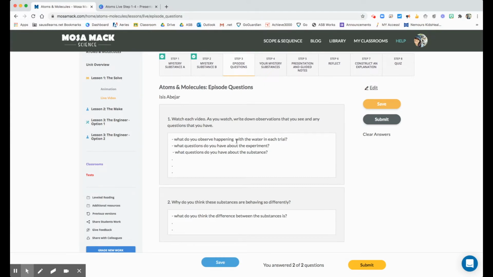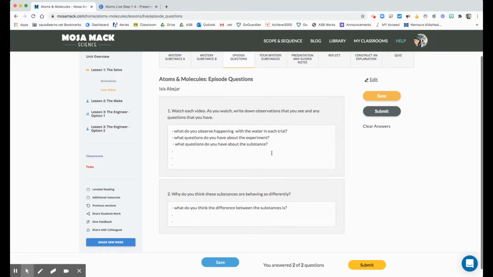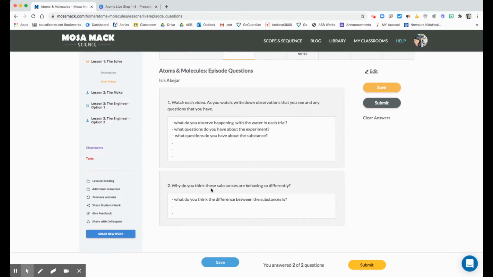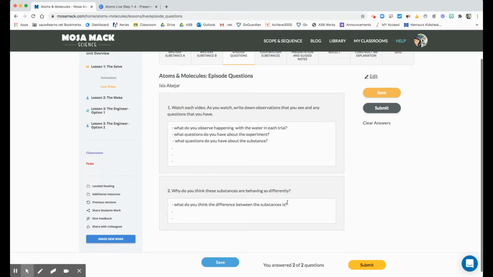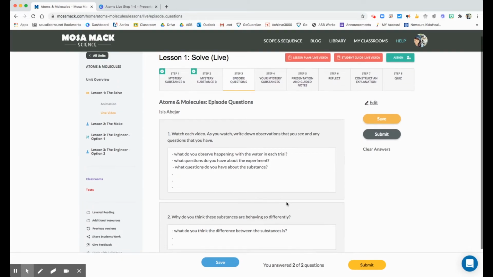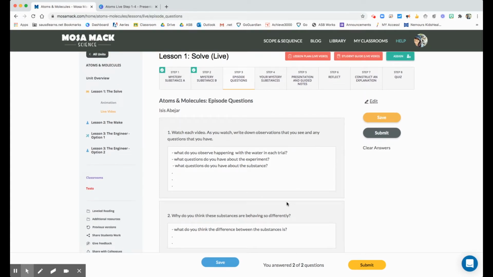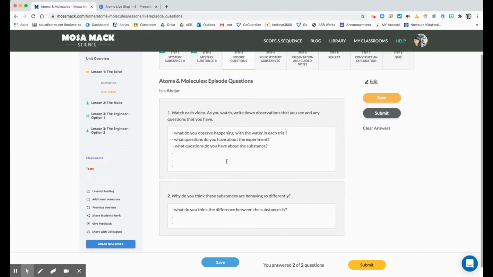What do you observe happening with the water in each trial? What questions do you have about the experiment? And what questions do you have about the substance? And your second question is, why do you think these substances are behaving so differently? So in other words, what do you think the difference between each of the substances is? So now we're going to watch Mystery Substance A, and we're going to keep these 2 questions in mind.